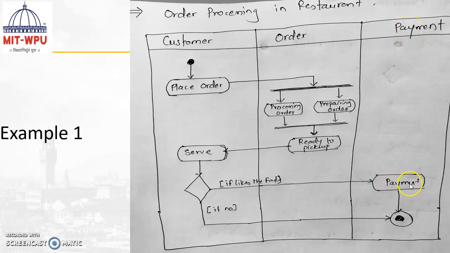Once the customer is done with the payment, we need to end the activity diagram. Another part of the condition is, if the customer doesn't like the food, the customer can directly end at the end point. So this is all about an activity diagram for order processing in a restaurant.